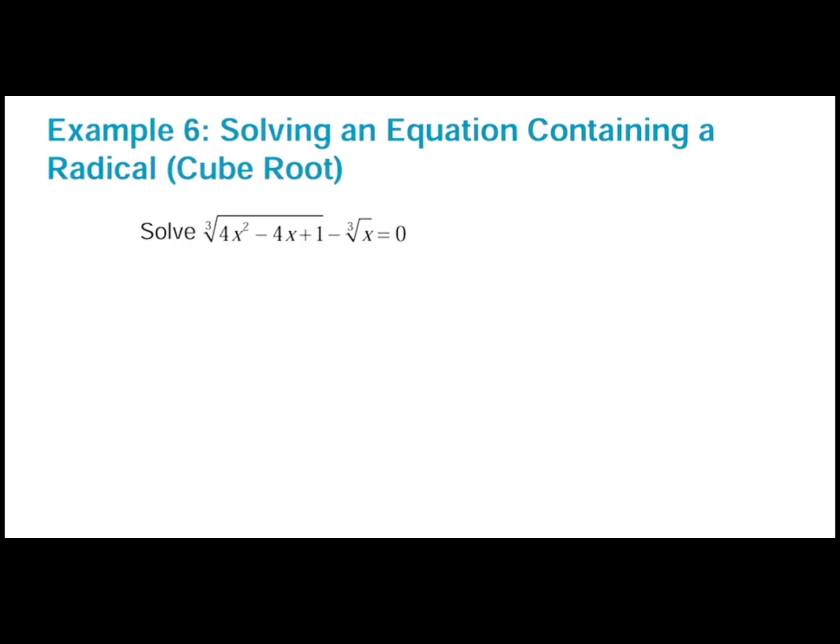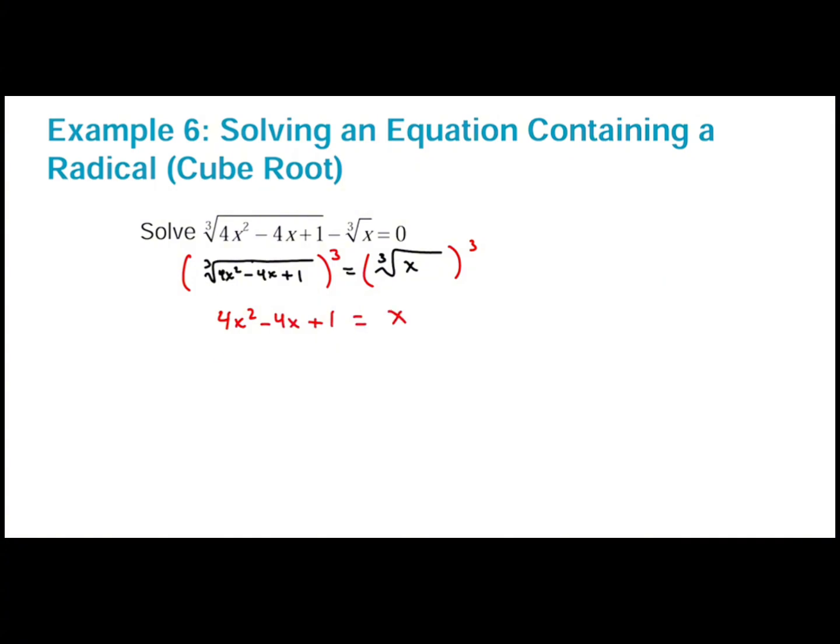So let's look at this one. Now, this one is the cube root. So in the cube root, we have to do what? Cube it. So what we're going to do is go ahead and move. We're going to have the cube root of 4x squared minus 4x plus 1 is equal to the cube root of x. So now I'm going to cube both sides. And I'm going to change colors. So we got 4x squared minus 4x plus 1 is equal to x.